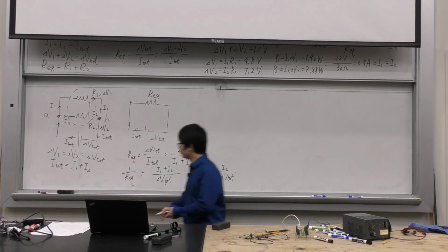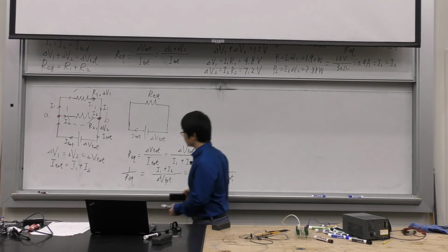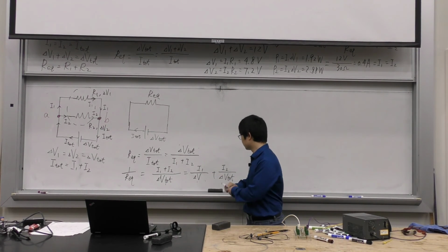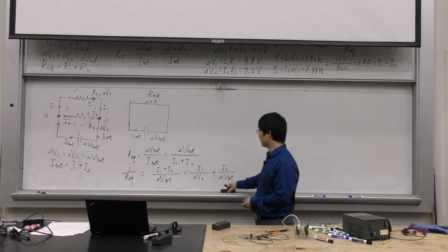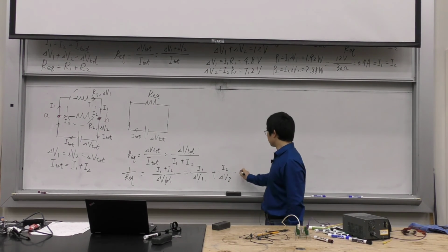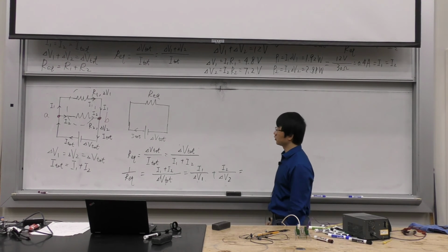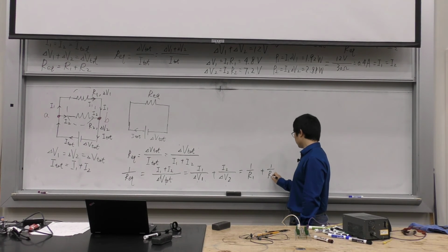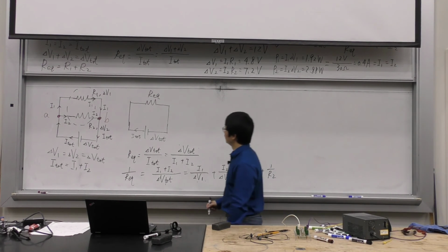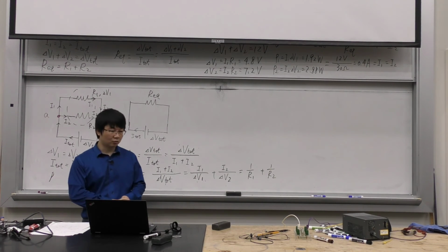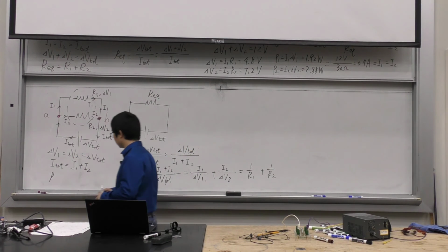Now we're going to use the same trick because these three voltages are the same. I'm going to replace this V total with V1, and I'm going to replace this V total with V2. So the first term is just going to be the inverse of R1, so it's going to be 1 over R1. The second term is going to be the inverse of R2. So that's our theory: if I have resistors in parallel, I have to do this inverse.